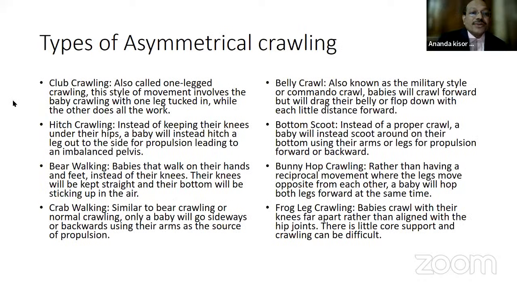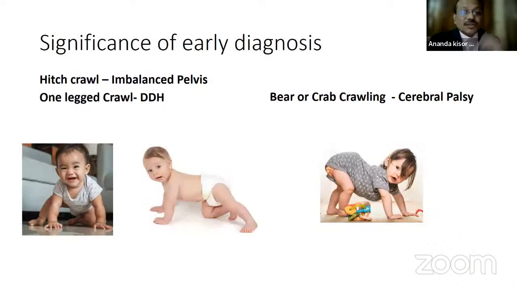So these are the different types. This one, the crawling gait, is where the baby is looking like a bear. So it is a bear walking. Most important is the club crawling. So you can remember the different types, but basically the most important hint is whether it is symmetrical or asymmetrical crawling. This is most important. You have to keep it in your mind.